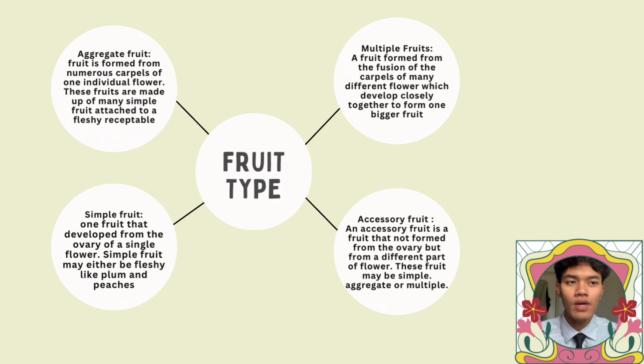And next we have multiple fruit. A fruit formed from the fusion of the carpels of many different flowers which develop closely together to form one bigger fruit. And the last one is accessory fruit. An accessory fruit is a fruit that is not formed from the ovary but from a different part of the flower. This fruit may be simple, aggregate, or multiple.